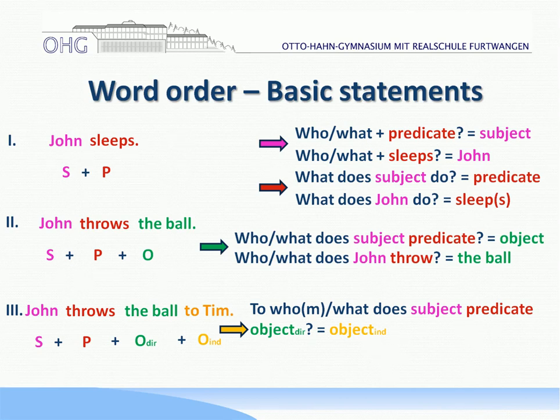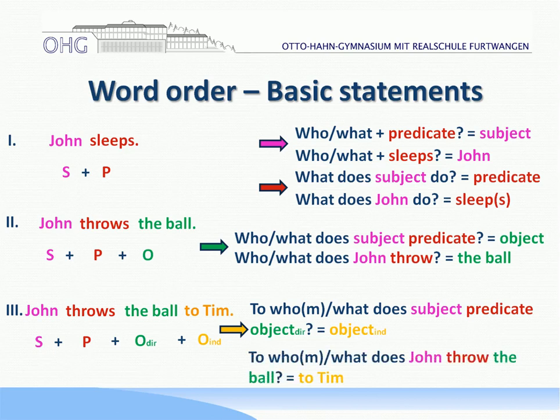Now this looks really weird, but I think here it becomes more clear. To whom does John throw the ball? He throws the ball to Tim. And that's how you get your basic statement word order in order. So always think SPO and indirect at the end, and then you're good.